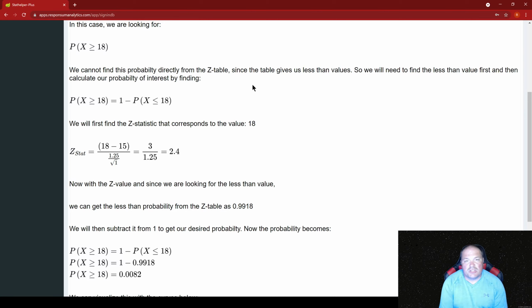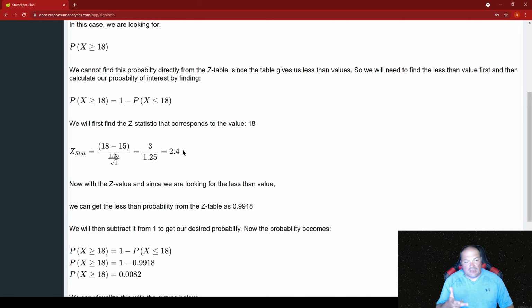When you deal with the normal distribution, what you do is you convert your situation from x to z, and we do that using this z statistic. That's going to be x minus x bar over the standard deviation. We input the value 18 for x, 15 for x bar, 1.25 for the standard deviation. That gives us a z value of 2.4.